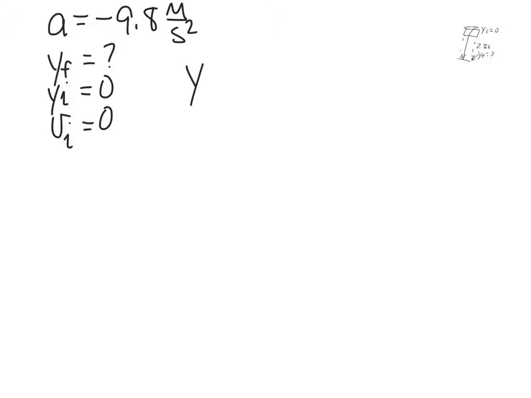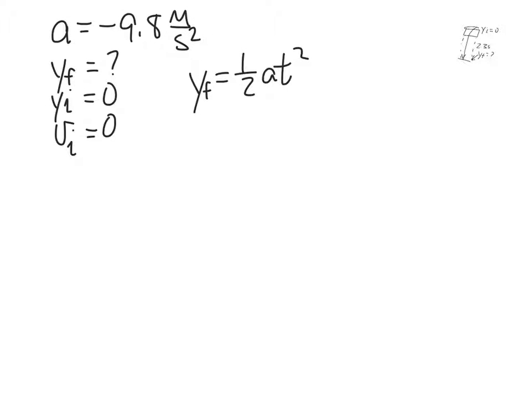So y is equal to 1/2 a t squared. Now this is y final, the way it usually ends up. Do we know these things? Yep, we know acceleration. We know the time. We just don't know what y final is, the final position of the rock. We don't know where it's going to land, how deep in the well it's going to land. So let's just fill these in.